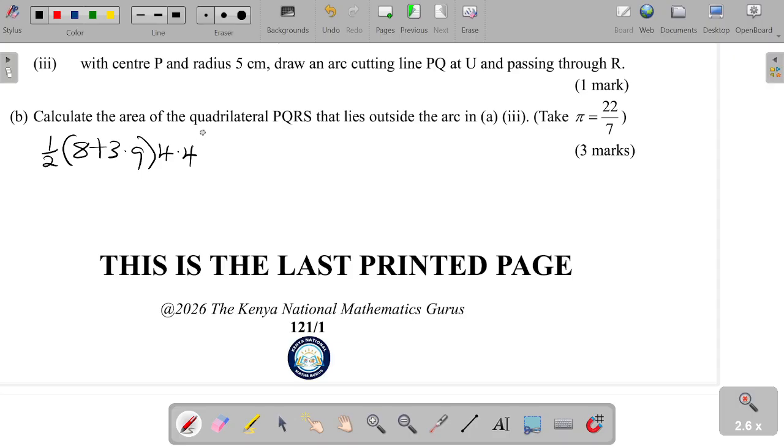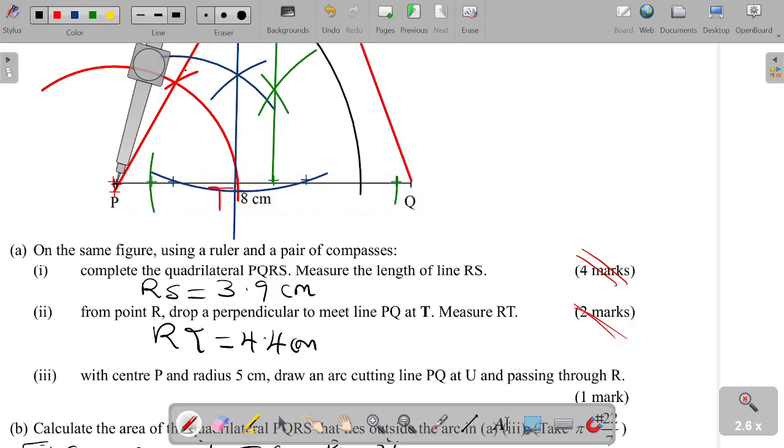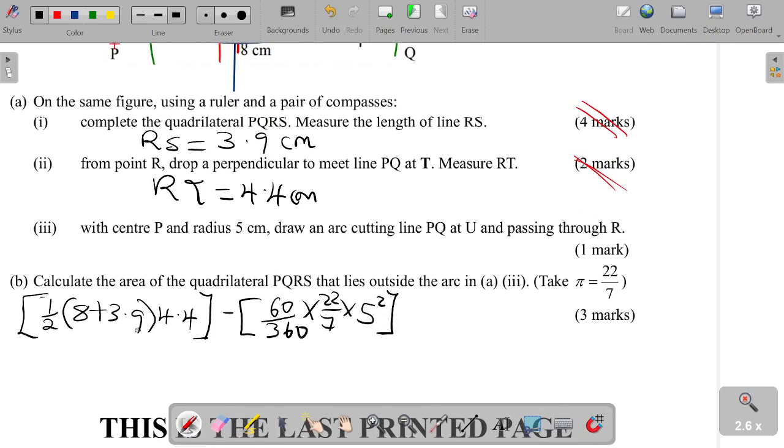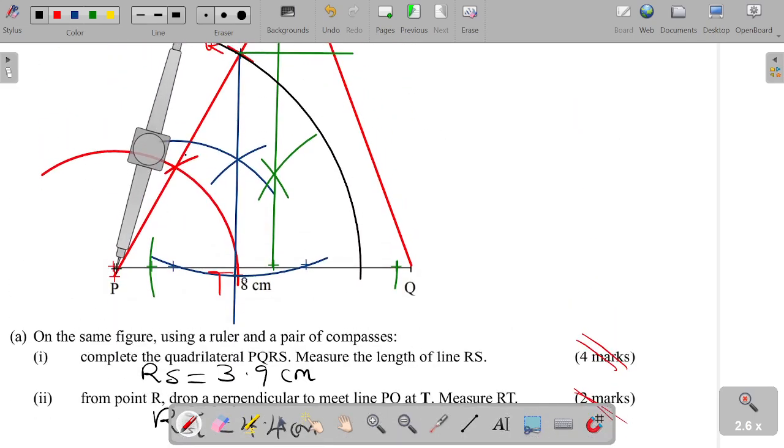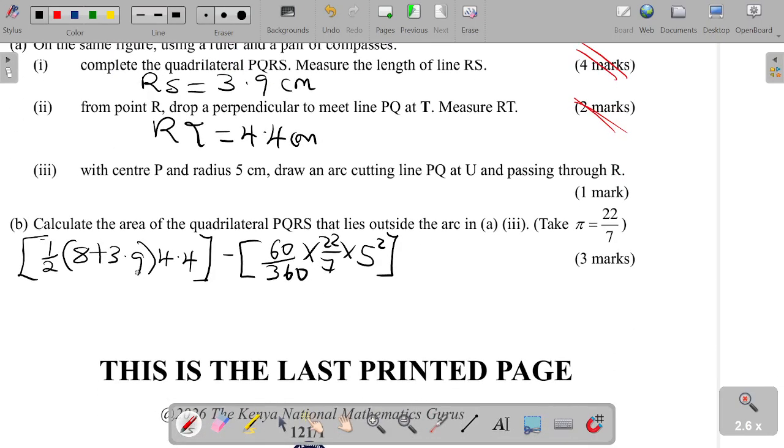So what you get here now minus the angle there, we had it as 60 over 360 times 22 over 7 times r squared, which is now 5 squared in this case. So this one here, a half into this and this is more like a trapezium. I have AB plus H. Remember that quadrilateral is a trapezium, AB plus H, then minus that. So this gives you an area of 13.08 square centimeters as the answer.